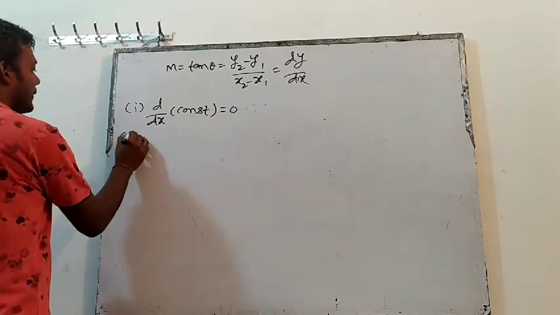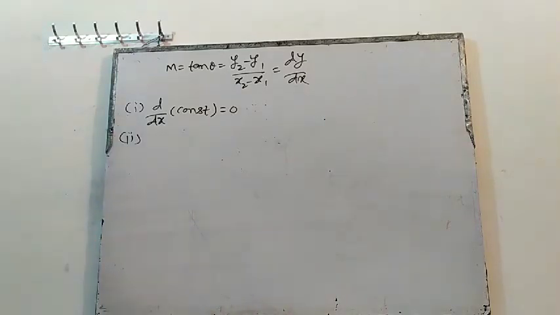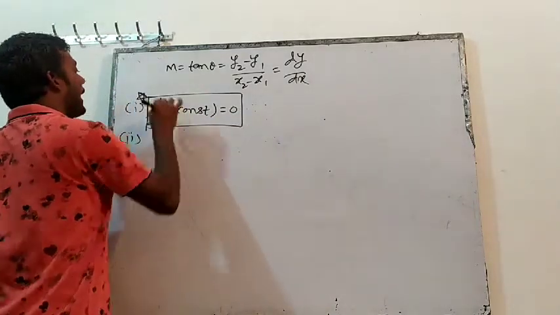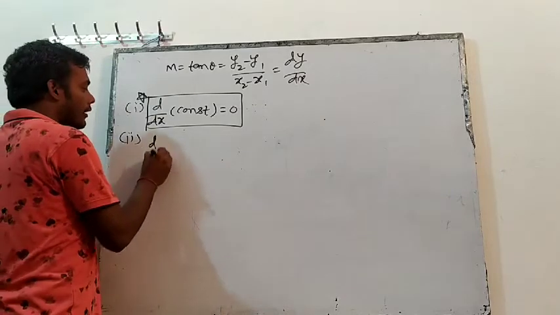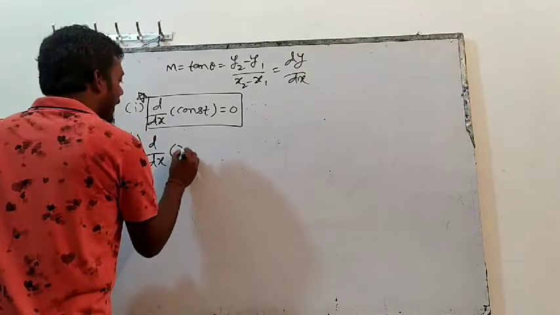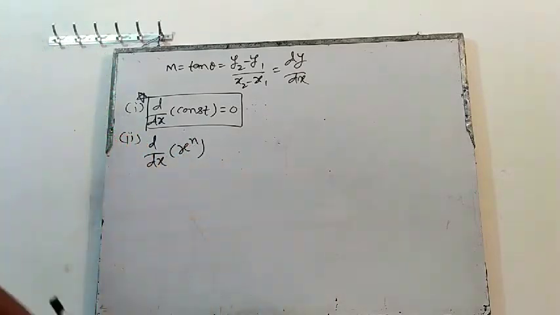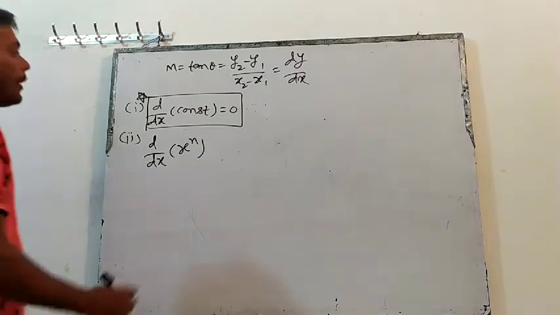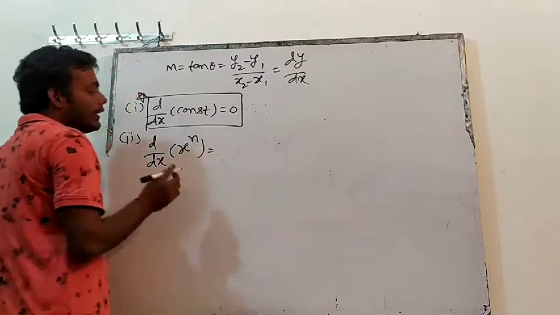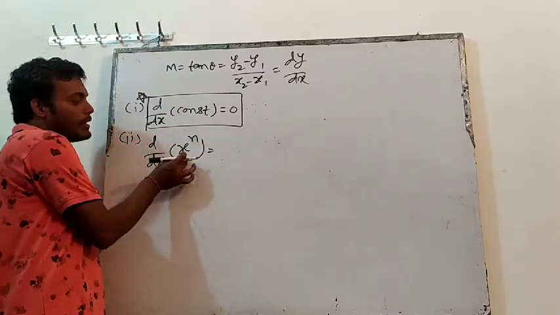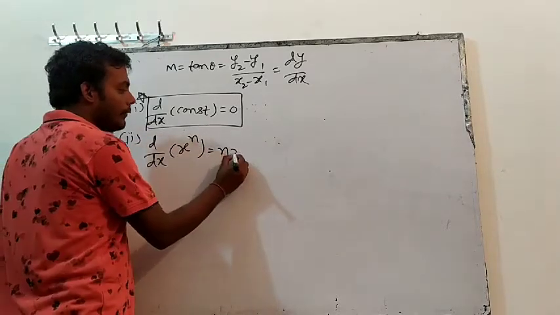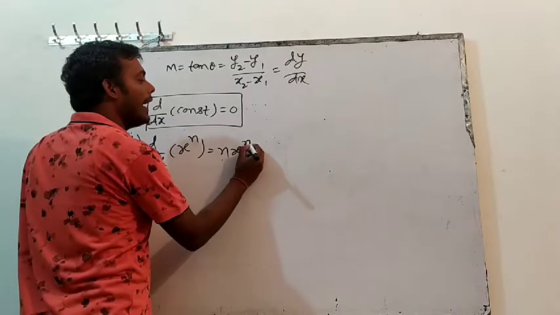Now understand the second formula. This formula you have to memorize, so make a star mark here. Then differentiation of x to the power n. This is very important. Differentiation of x to the power n is equal to, see, this is x to the power n. So this is function to the power n. So this power will come here, then we will add x, and then we will add n minus 1.